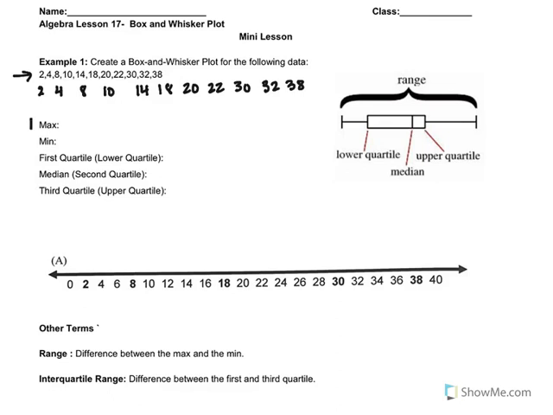We need to know our max, our min, our first quartile, our second quartile, and our third quartile. These are words that you haven't heard before, but you're going to see how to find them here by hand and also by using your calculator.